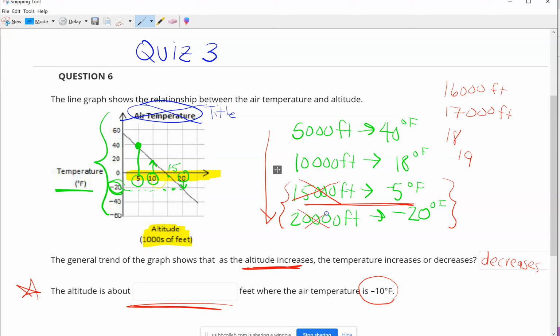If you typed in 20,000, it counted it wrong. At 20,000, I can read exactly off the graph that it was -20. The -10 degrees, if I backtrack it on my chart, is between 15 and 20. So you had to pick a number between 15 and 20. You couldn't type in 15 and you couldn't type in 20.